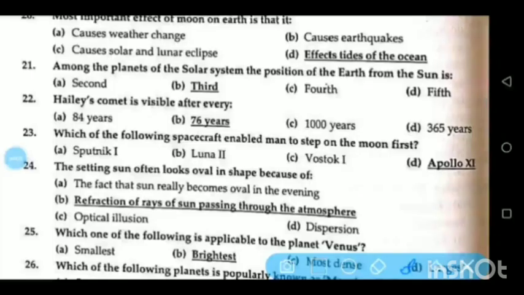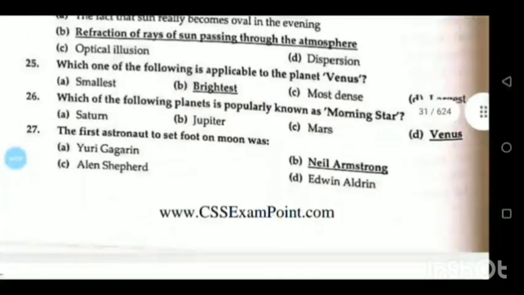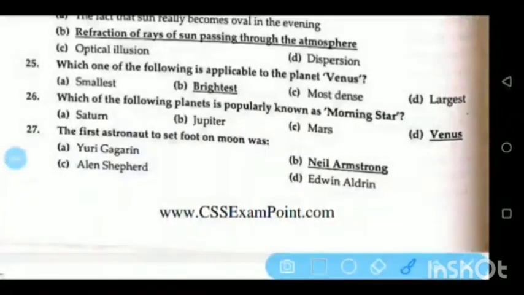Which of the following spacecraft enabled man to step on the Moon first? Apollo XI. The setting Sun often looks oval in shape because of refraction of rays of Sun passing through the atmosphere. Which one of the following is applicable to the planet Venus? Brightest. Which of the following planets is popularly known as morning star? Venus. The first astronaut to set foot on Moon was Neil Armstrong.